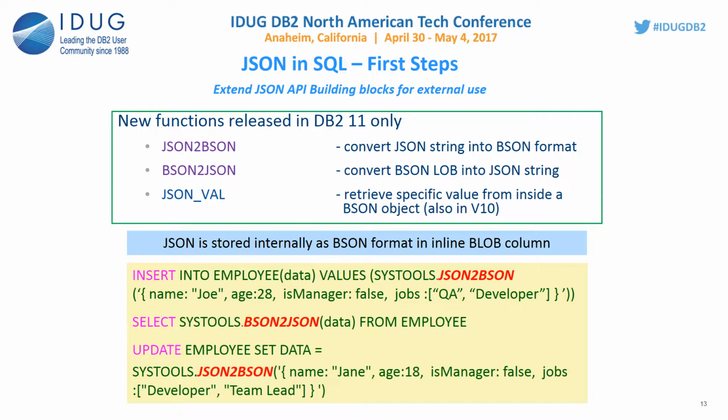So why do we need this one? The reason behind that is that we are storing JSON data inside Db2 as a BSON format, in an inline BLOB column. So we need these two functions. During insert, you need to call this function to convert your text format of JSON into the BSON format. Same for update. For select, you need to call BSON to JSON to convert the internal format into a text format so your application can use. Okay?